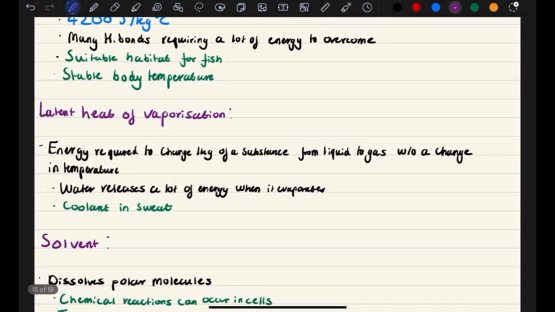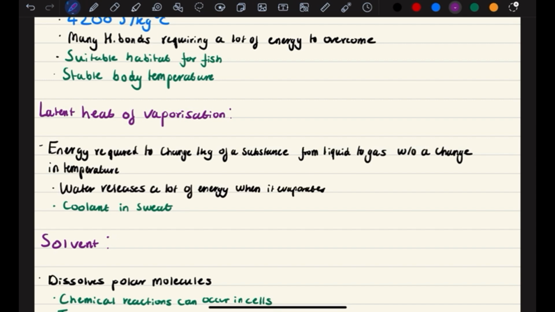Cool. Latent heat of vaporization, again, we're doing another throwback to GCSE physics. We're going to define that as the energy required to change 1 kilogram of a substance from liquid to gas without a change in temperature. Really, really important, without a change in temperature. What does that mean? Well, it means that when you're evaporating water, it's going to take in a lot of energy because there's so much energy stored in those hydrogen bonds.